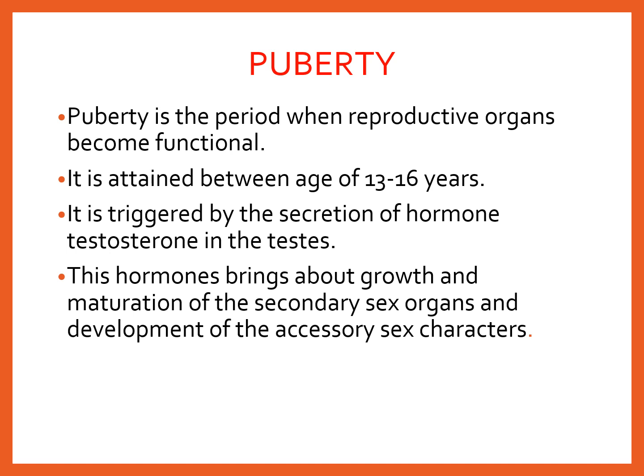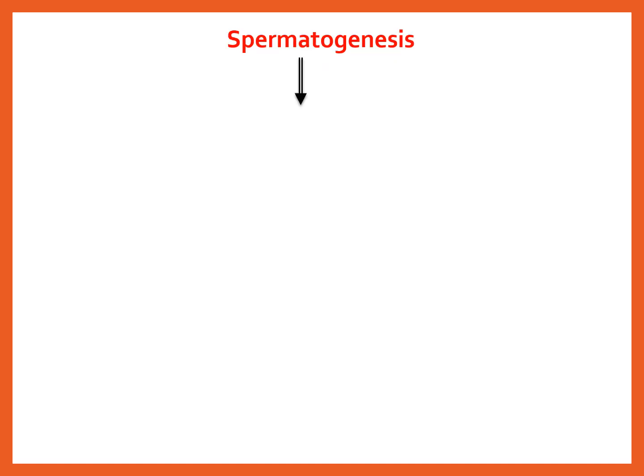So what are the secondary sex organs? The primary sex organ would be the testes, while the other parts like the seminiferous tubules, epididymis, sperm ducts, seminal vesicles, prostate gland, and bulbourethral glands would be the secondary sex organs. And what are the secondary sex characteristics? That is growth of body and facial hair, enlargement of larynx, and broadening of shoulders; these are all the secondary sex characteristics in case of males.